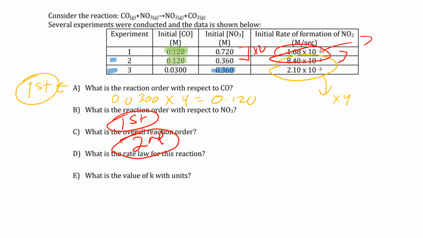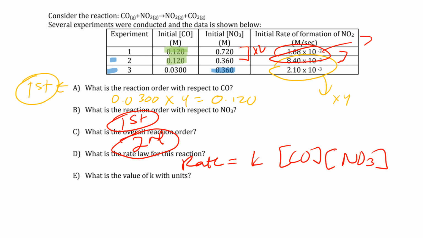So then what's our rate law? The rate equals K times the concentration of CO times the concentration of NO3. What is the value for K with units? So what do we got to do? We take our rate law, then plug in a set of numbers. Pick any set, but make sure that if it's experiment 1, you use all the numbers for experiment 1, etc.